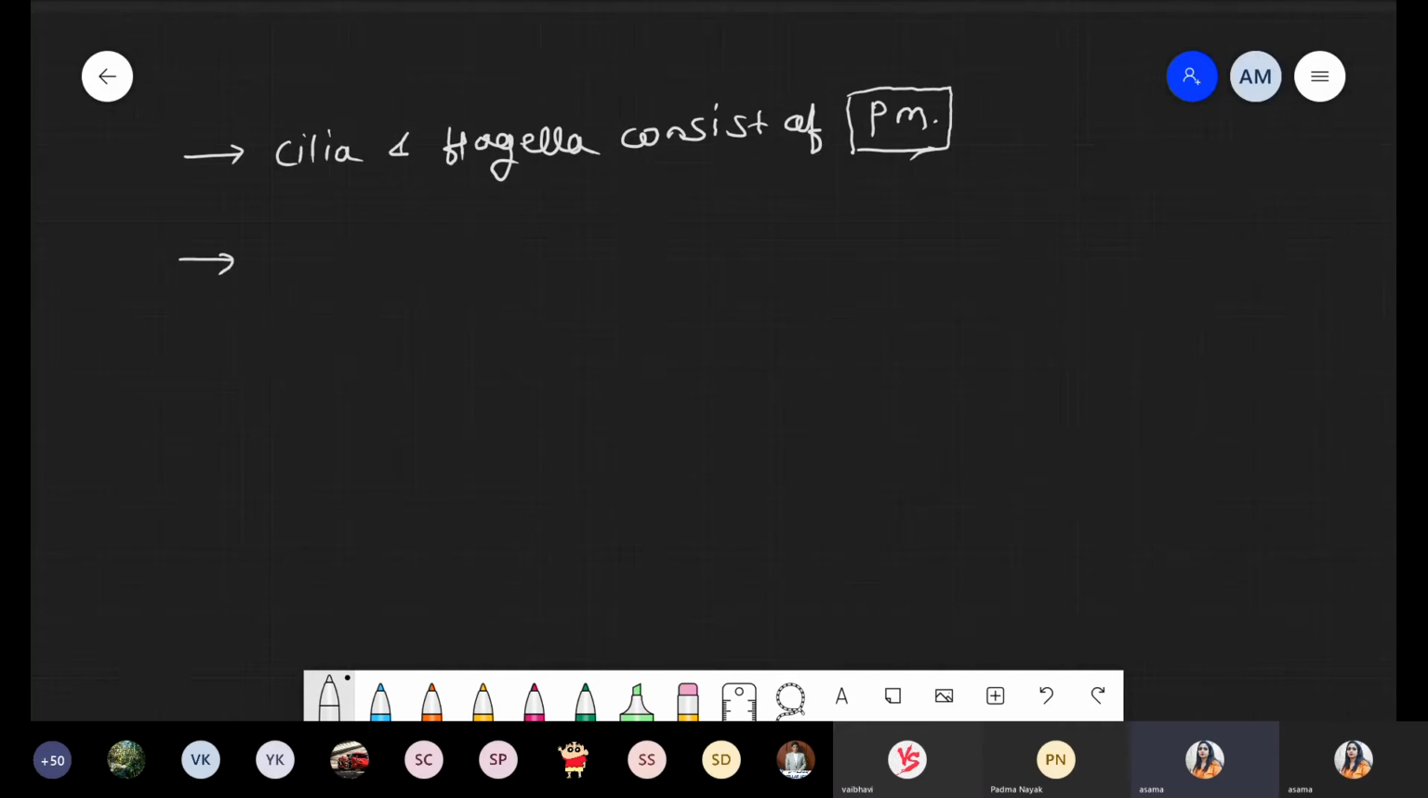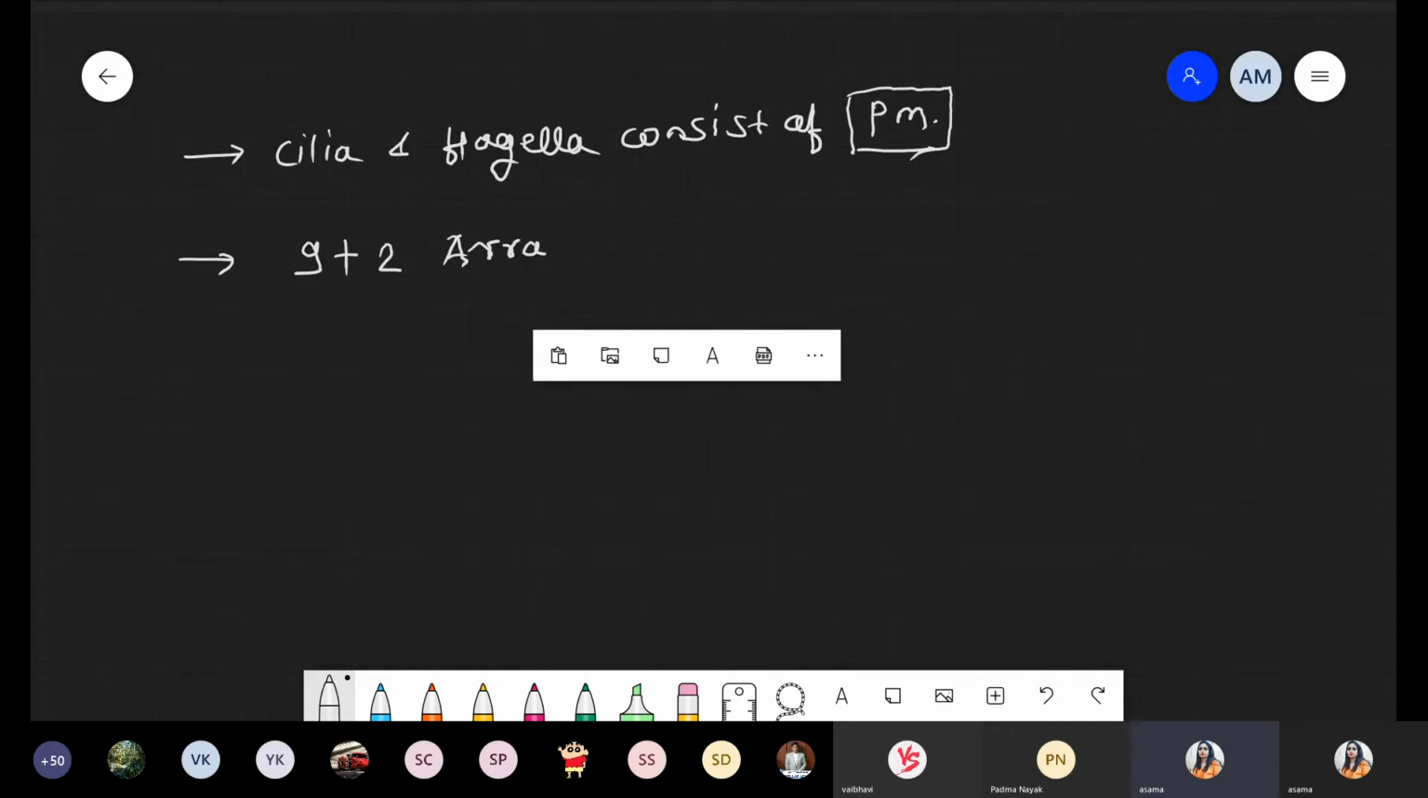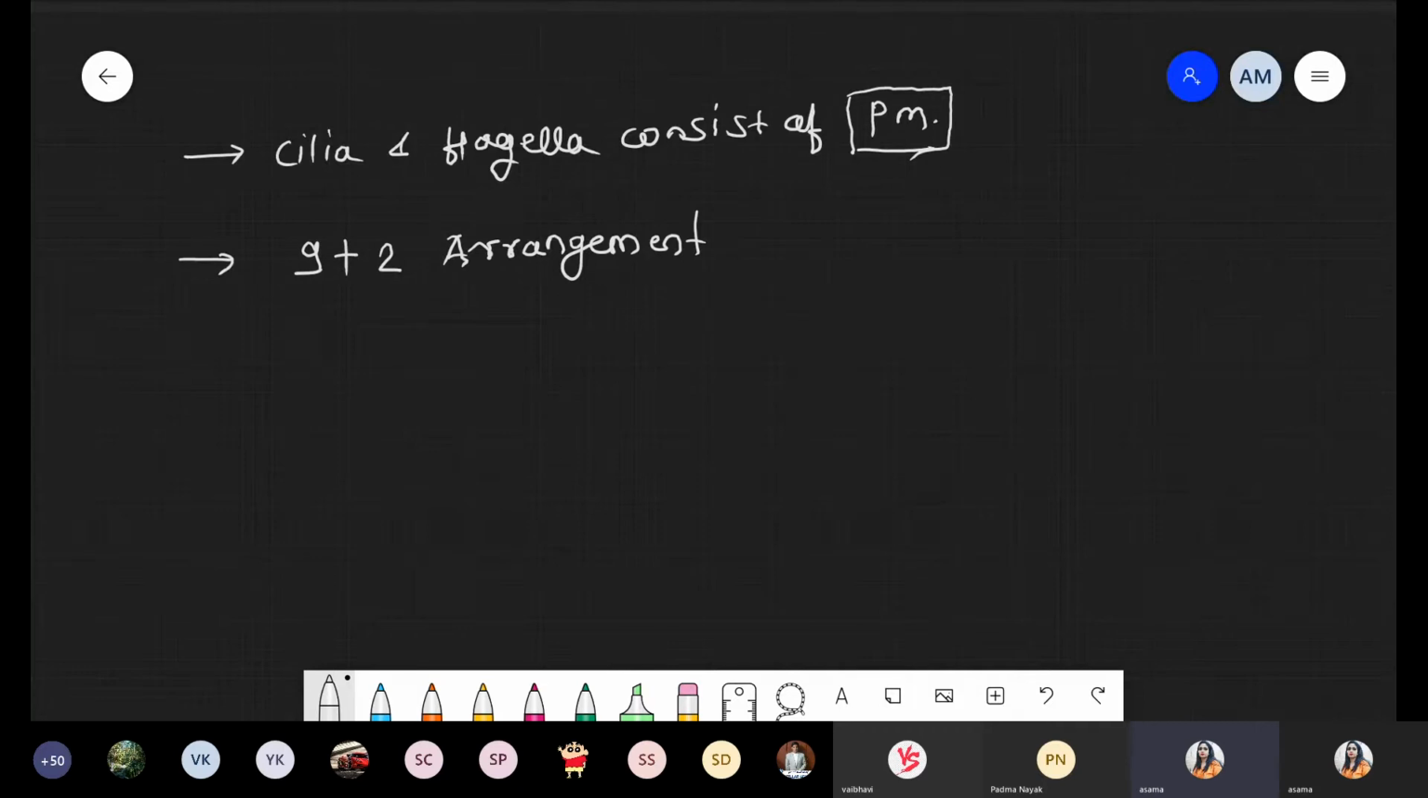Second point: when we are talking about cilia and flagella, they show a 9+2 arrangement. It means 9 are present on the periphery and 2 are present at the center. We'll discuss it in the diagram. So it shows that 9+2 arrangement. Third point: cilia and flagella consist of doublet fibril.